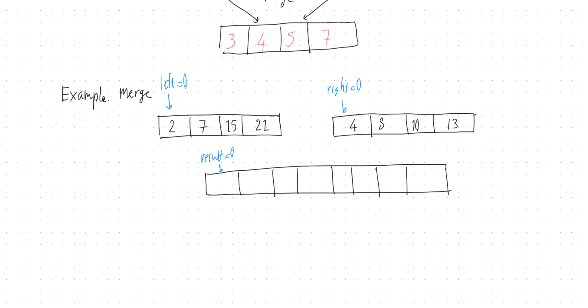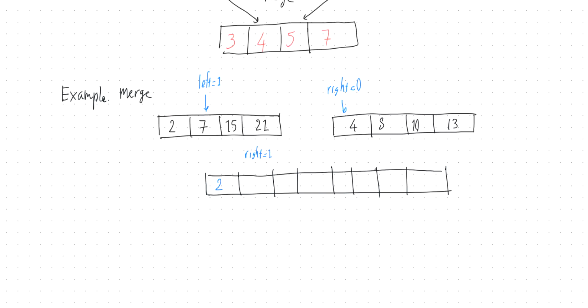And then since 2 is smaller than 4, I copy 2 here. And then instead of getting rid of this, I increment left. So left becomes 1. Okay, and now since this position is occupied, I need to move right to the next position as well. You get the idea, right?